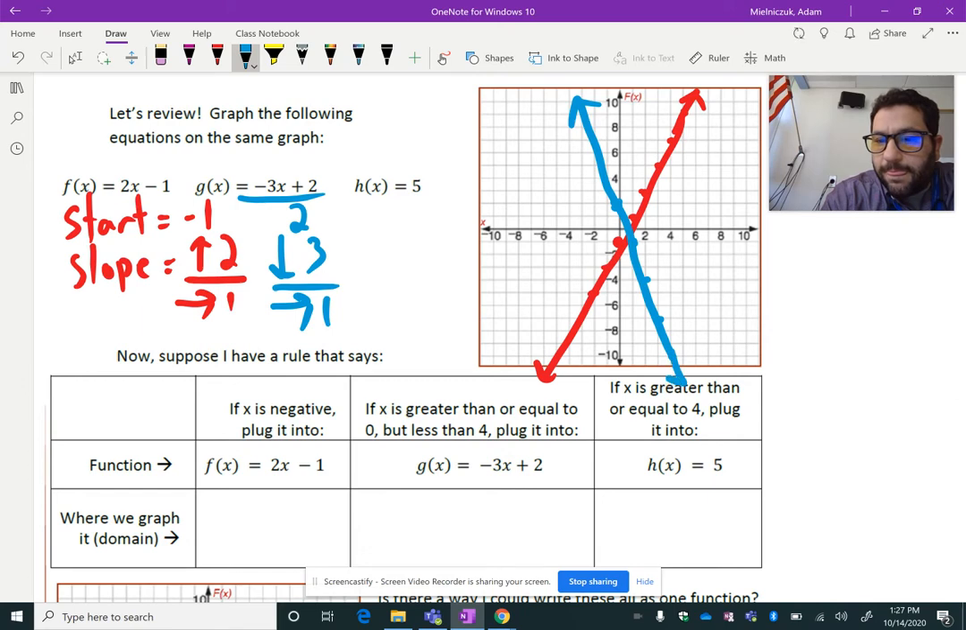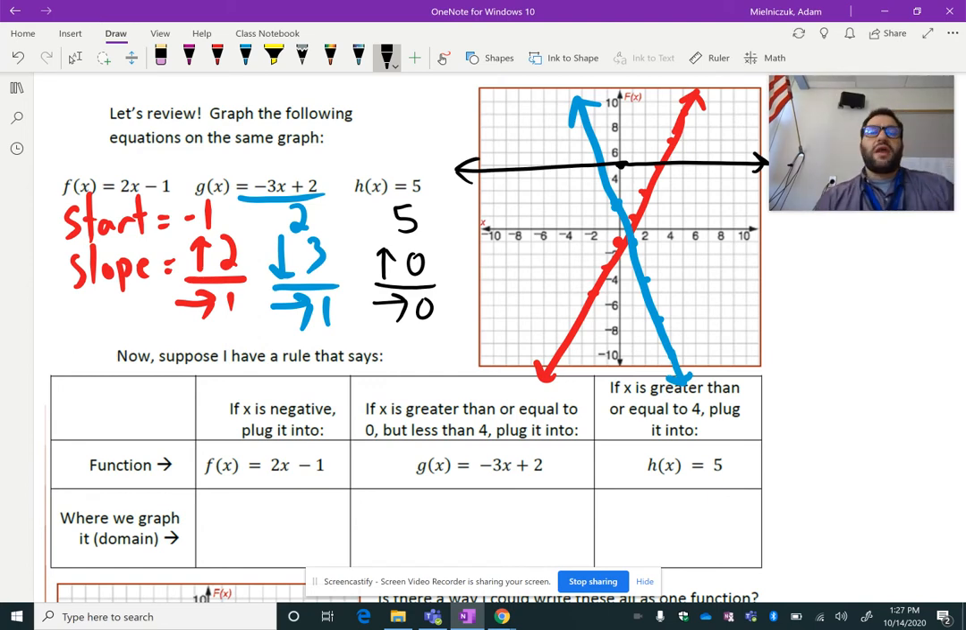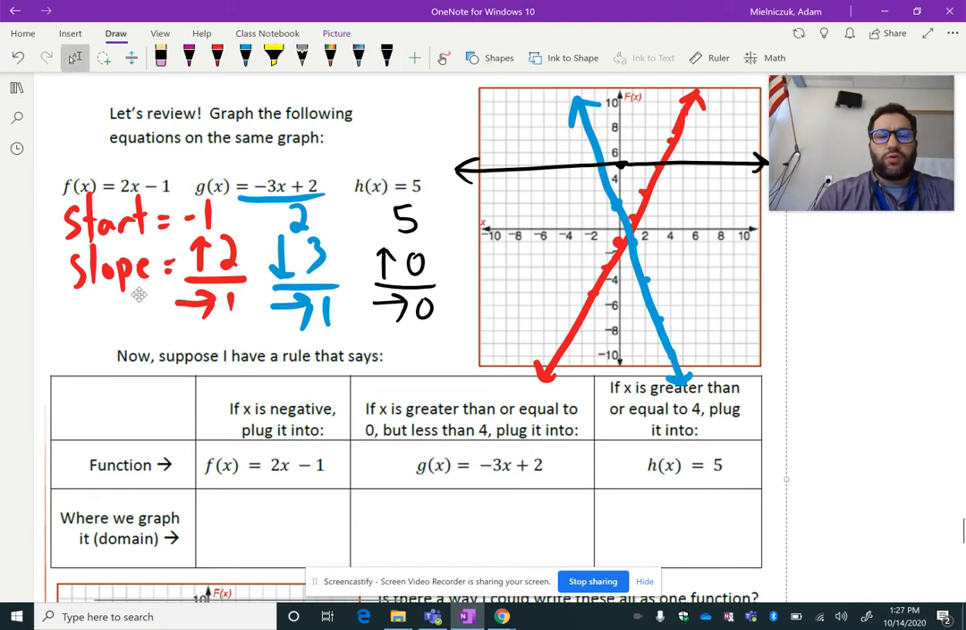Okay. And then for our third one, we are going to start at 5. We're going to go up 0 to the right 0 because there's no other number. So just at 5. Okay, and we're going to have this line here. So that's just a quick review of graphing three equations. But let's suppose we put some rules in that.